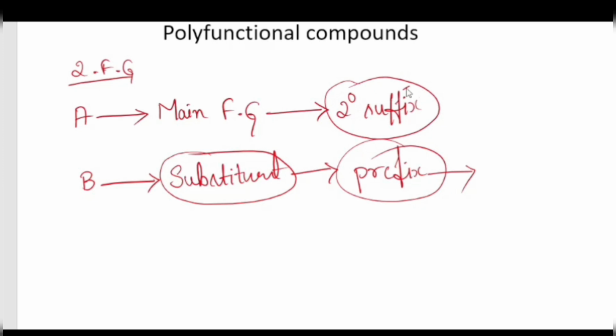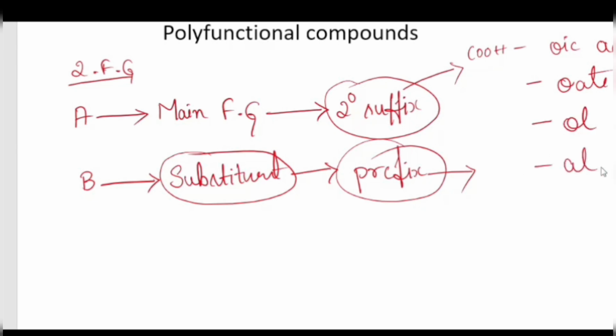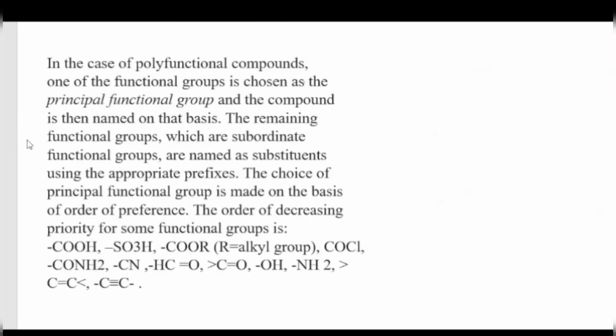And the secondary suffix, we know that for carboxylic acid we will use oic acid. For esters we will use oate. For alcohols we will use ol. For aldehydes we will use al. For ketones we will use one, and for sulfonic acid we will use sulfonic acid only. Like this it will keep on going. We already saw the secondary suffix, but what are the prefixes for the functional groups? We will try to see in the next slide.